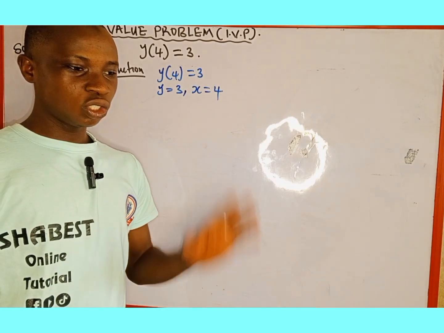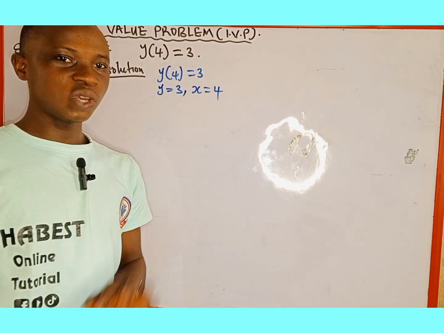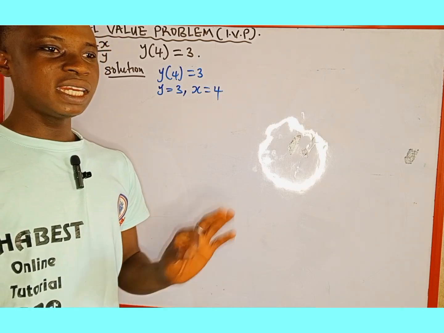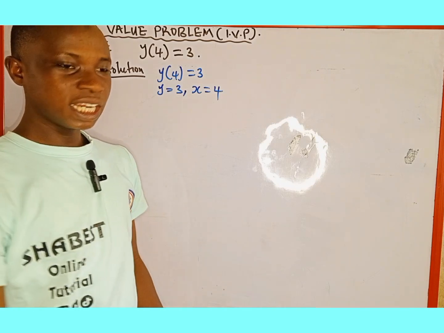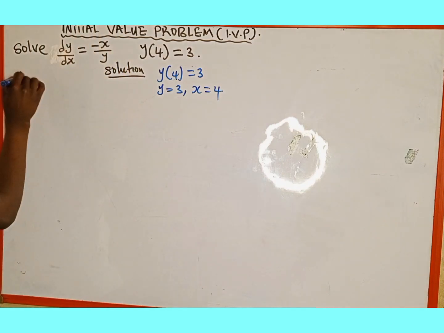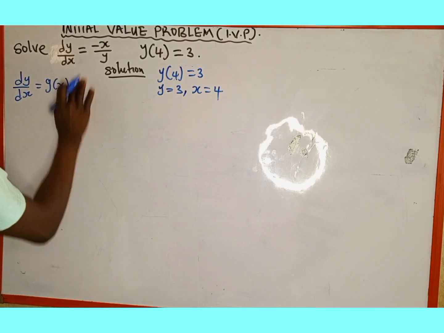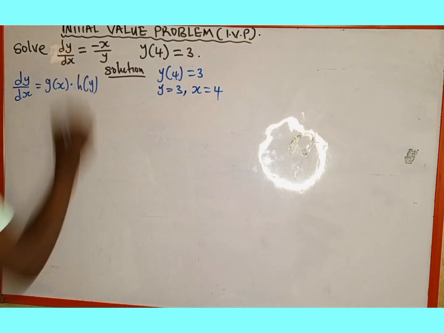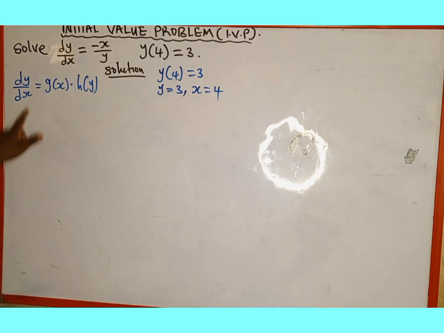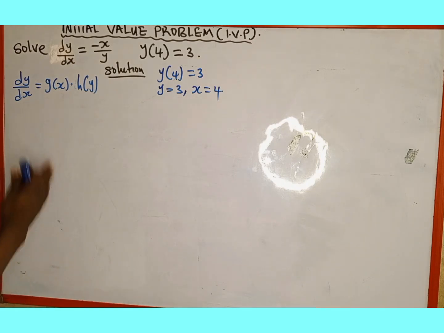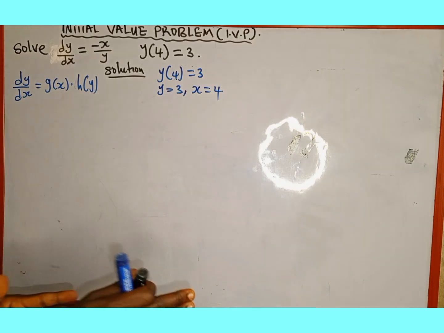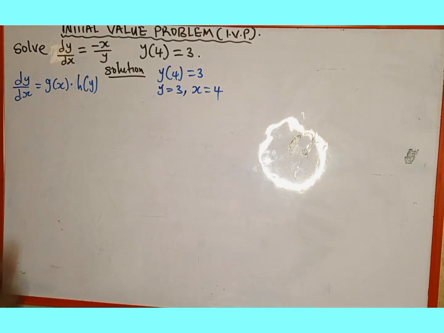But before you can solve a differential equation using the method of separable, that differential equation must be written in the form dy over dx is equal to g of x multiplied by h of y. So if any differential equation can be written in this form, you can separate them, terms of x and terms of y. If a differential equation can be separated like this, then we can use separation of variables. So let us see if this differential equation can be separated in this form.